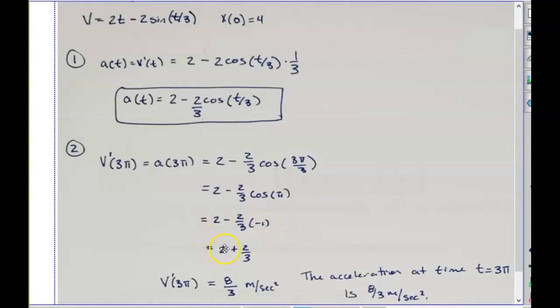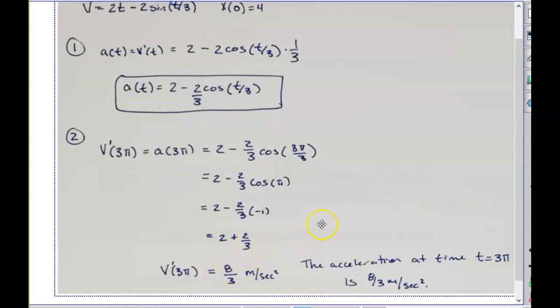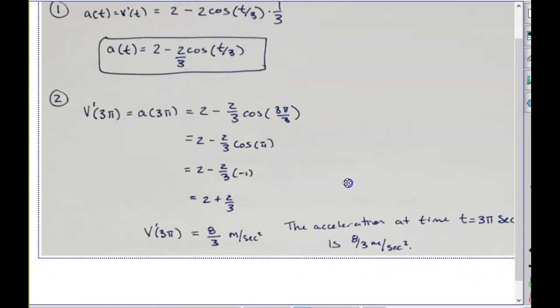And then it ends up being 2 plus 2/3, which is 8/3. And then it did say interpret your answer. So if this was a true AP question, you would have to explain what you just found. Well, the derivative of velocity is the acceleration. So what did we find? The acceleration at time 3 pi seconds is 8/3 meters per second squared. And they didn't specifically ask for the units, but by interpreting, I provided the units.